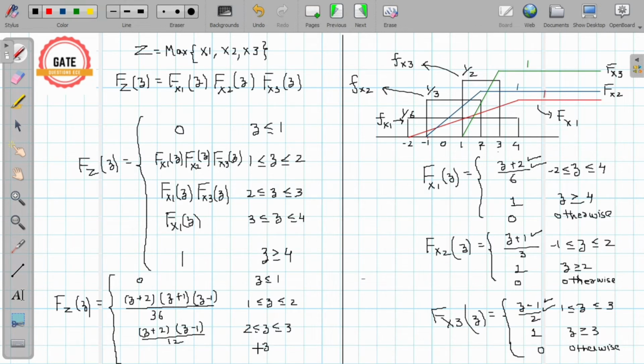So the next range is when z is greater than or equal to 3 and less than or equal to 4. So in this range, only the expression of x1. So that expression is this expression. So that will give us (z plus 2) divided by 6. And it will be 1 for z greater than or equal to 4. So this is the expression for the CDF of z.